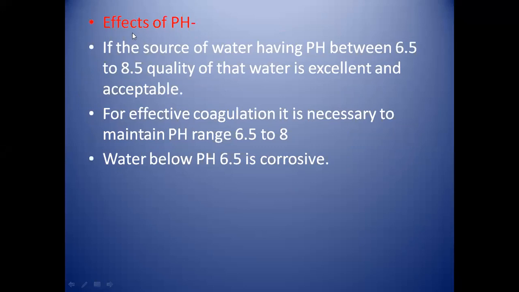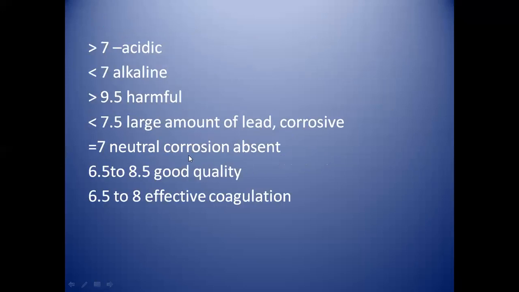Then we saw the effects of pH. If pH is between 6.5 to 8.5, then the quality of that water is excellent and acceptable. If the pH is between 6.5 to 8, then this water has effective coagulation. If the pH of water is below 6.5, then this water is corrosive. Then after that we see the value of pH. If the value of pH is greater than 7, then this water is acidic. If it is less than 7, then this water is alkaline.